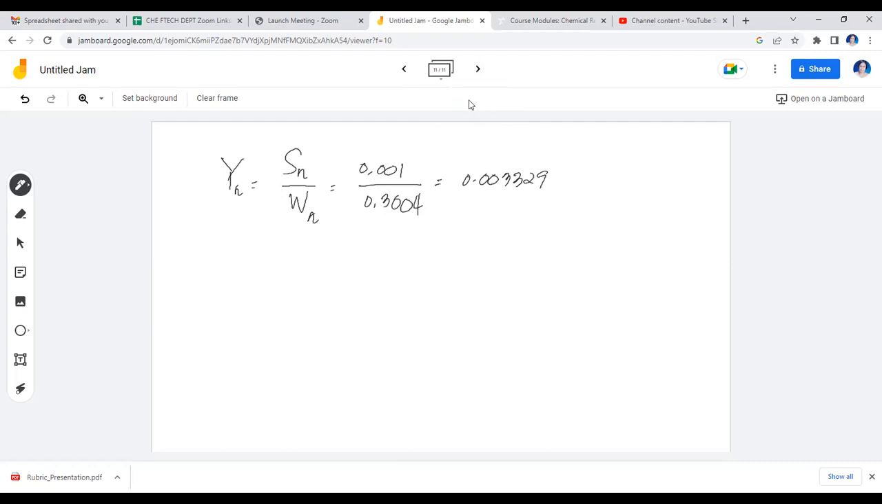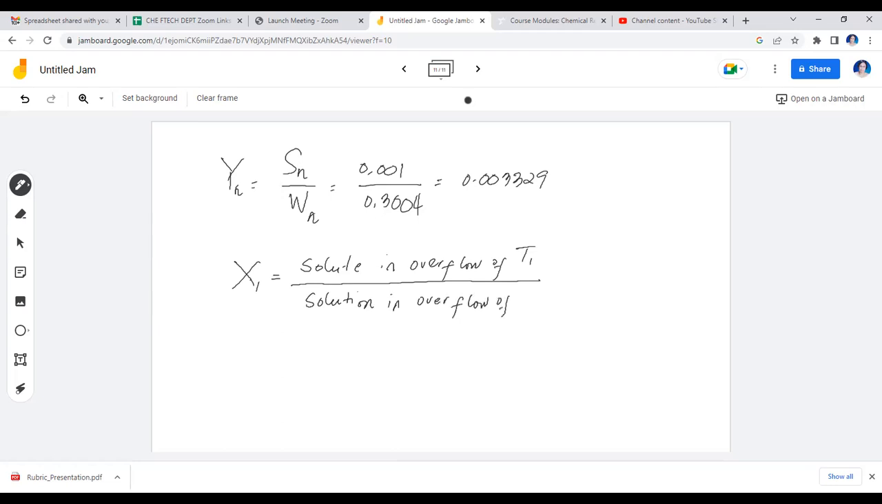We will continue with x sub 1. Determining x sub 1 is the solute in the overflow of thickener 1. And this will be the basis of how we do the reverse material balance to get the number of thickeners that we need in this case. And we have here the solution in the overflow of thickener 1.